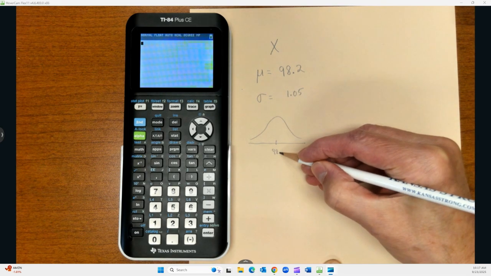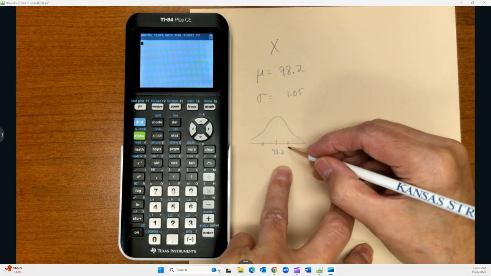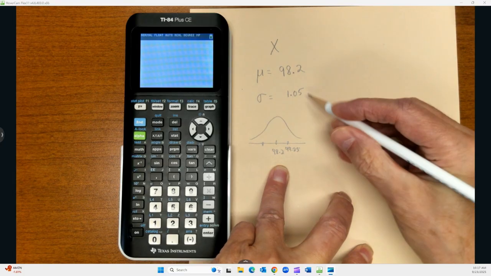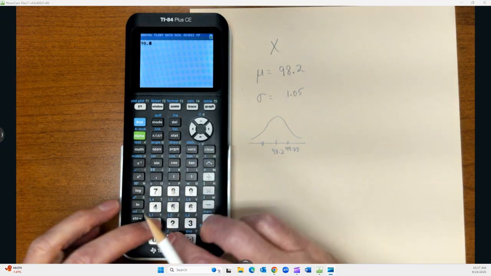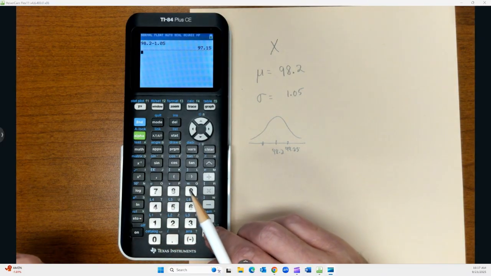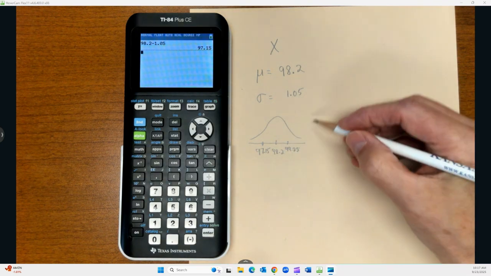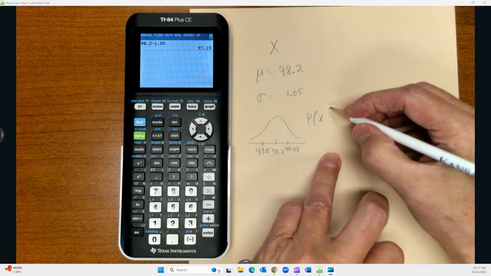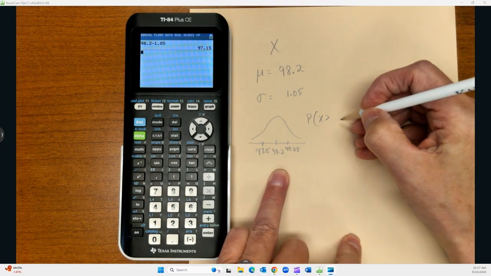Here's our mean of 98.2. One standard deviation above would be 99.25, and then take away the 1.05 for one below, 97.15. Okay, let's calculate a probability, or a proportion of the population, that has a temperature greater than 98.5.